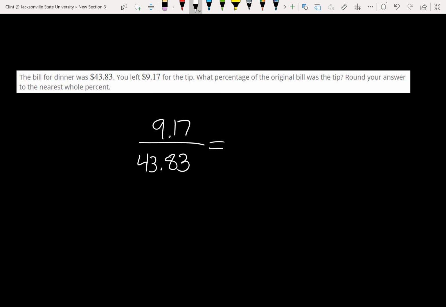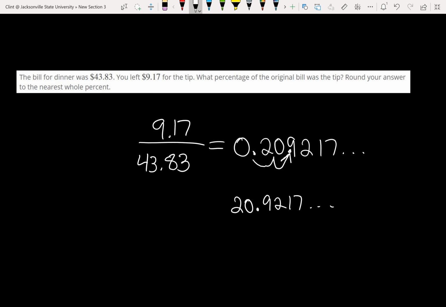See what we get as a decimal there, 9.17 divided by 43.83. We got 0.209217, on and on. It says round to the nearest whole percent. So before we round, we have to change it to a percentage. To change it to a percentage, we move our decimal place 2 places. So this is 20.9217%. And if we round to the nearest whole percent, this 9 is going to make it round to 21%. So pretty good tip. We did a good job.